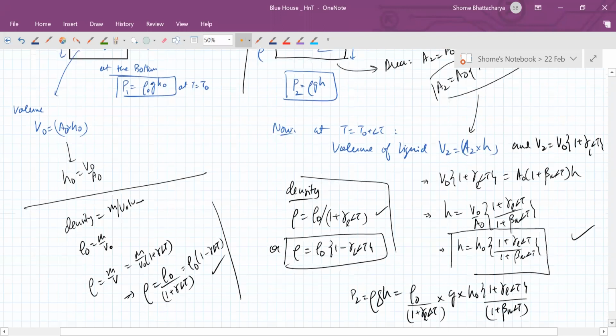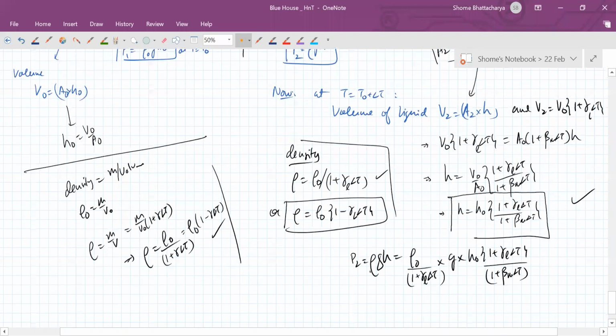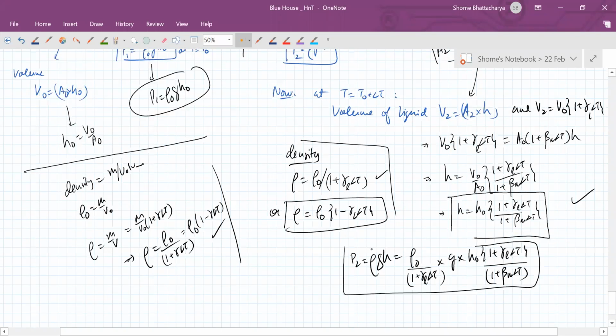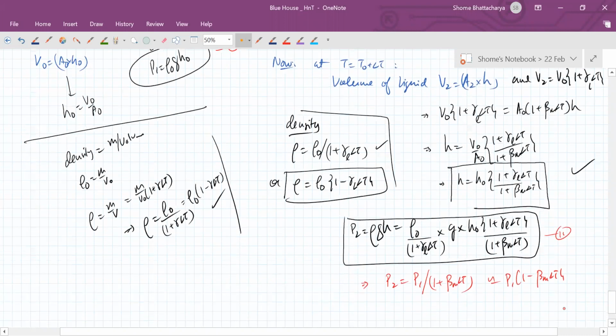So if you compare this pressure with the original pressure P1, remember P1 was rho naught G H naught. If we compare these two relations now, compare this equation 1 here with this equation 2 here, we'll get P2 is equal to P1 upon 1 plus beta of metal into delta T. And again, this can come to the numerator, so we can approximate it as P1 into 1 minus beta of metal into delta T. And remember, beta of metal will be 2 times alpha of metal.